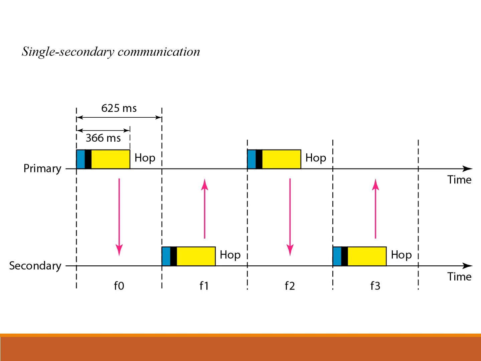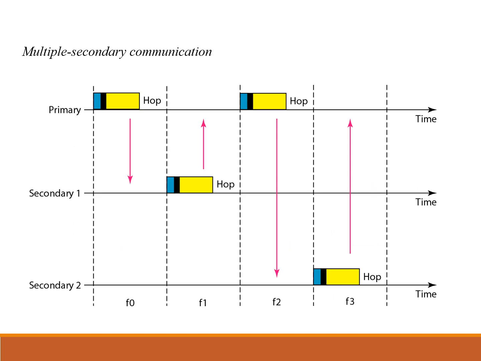In single secondary communication, if the piconet has only one secondary, the TDMA operation is very simple. The time is divided into slots of 625 microseconds. The primary uses even numbered slots and the secondary uses odd numbered slots. TDD and TDMA is duplex. So in slot 0, the primary sends and the secondary receives, and in slot 1 the secondary sends and the primary receives. And then we are going for a multiple secondary communication.